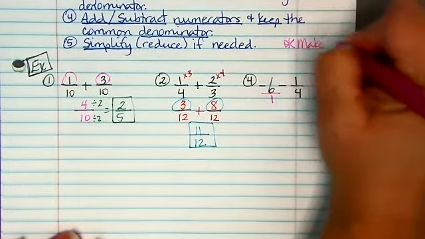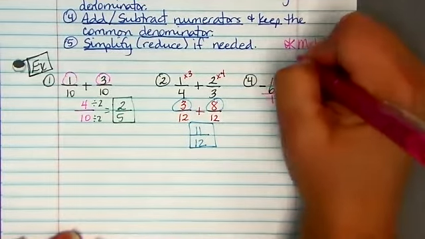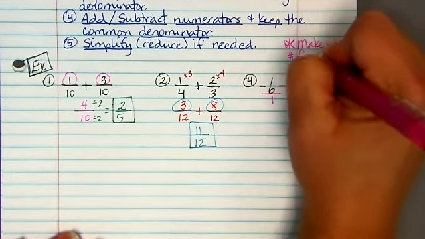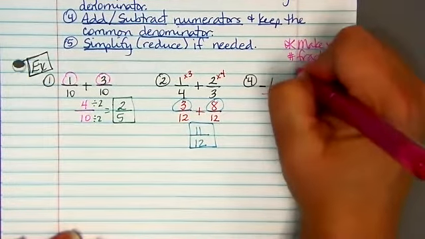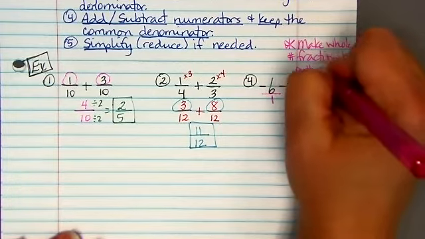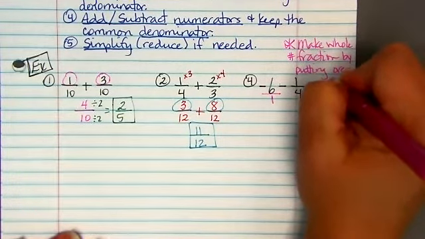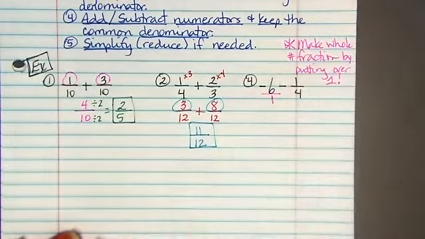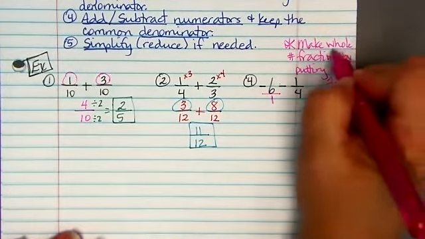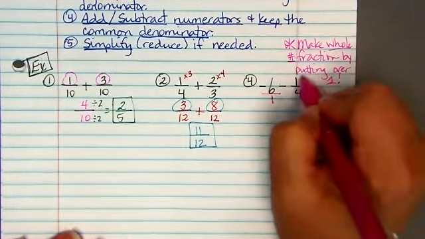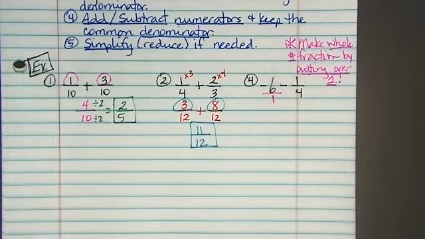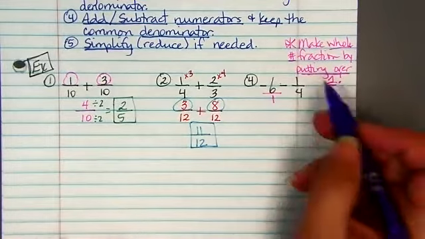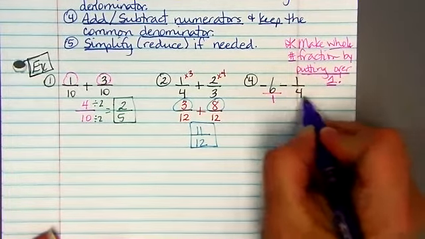Make a whole number a fraction by putting it over 1. That's how you make a whole number into a fraction. You put it over 1. All right, so now we've got a fraction. At this point, I'm now going to need to find a common denominator between 1 and 4. That's going to be 4.